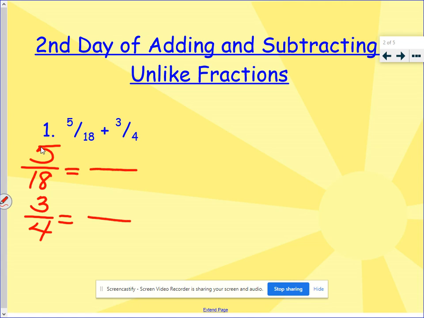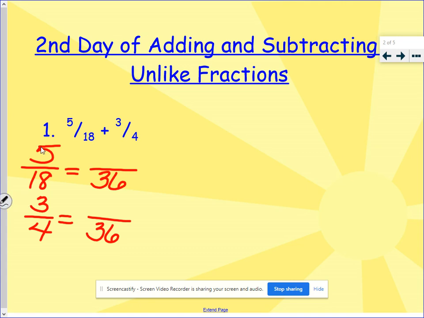We have to ask ourselves, what is our common denominator of 4 and 18? So we start thinking about our multiples of 18, and if any of those multiples of 18 would be the same for multiples of 4. And we determine that 36 is going to be a common multiple, or more specifically, the least common denominator or least common multiple.